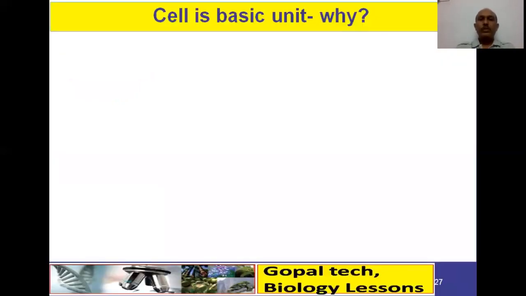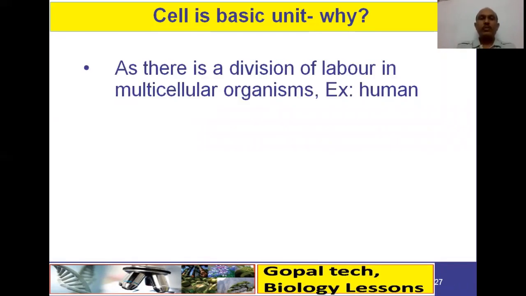So in the first session we have studied what is a cell, the discovery of the cell, and how you can observe a cell in the laboratory. So today we are going to discuss why the cell is called the basic unit of life. There is a division of labor in multicellular organisms like human beings.